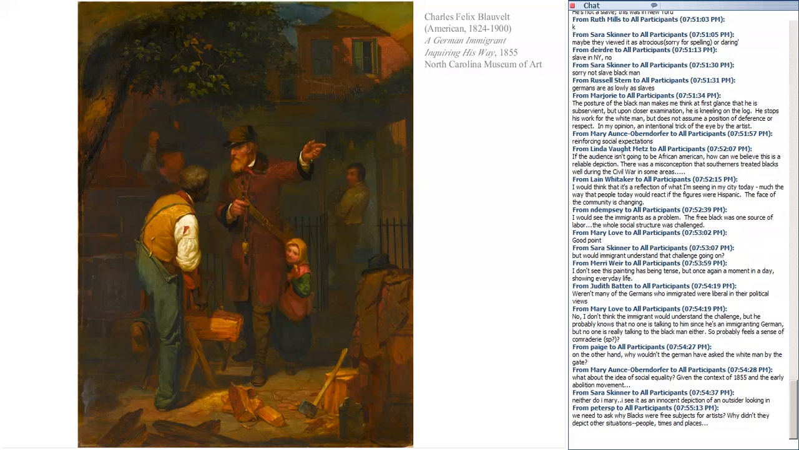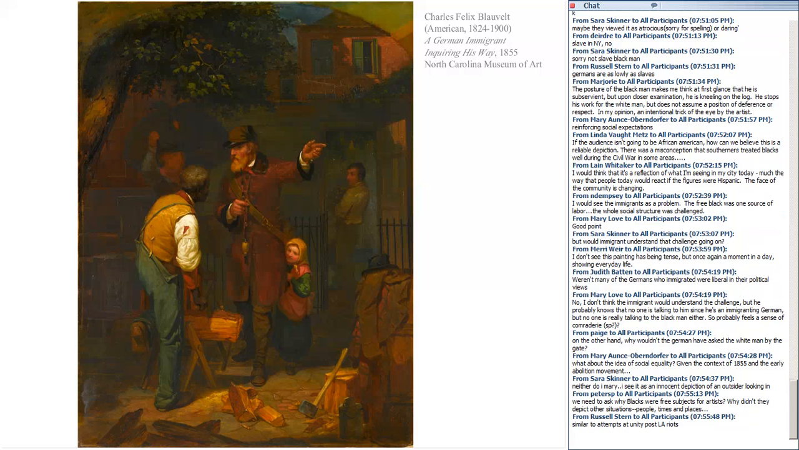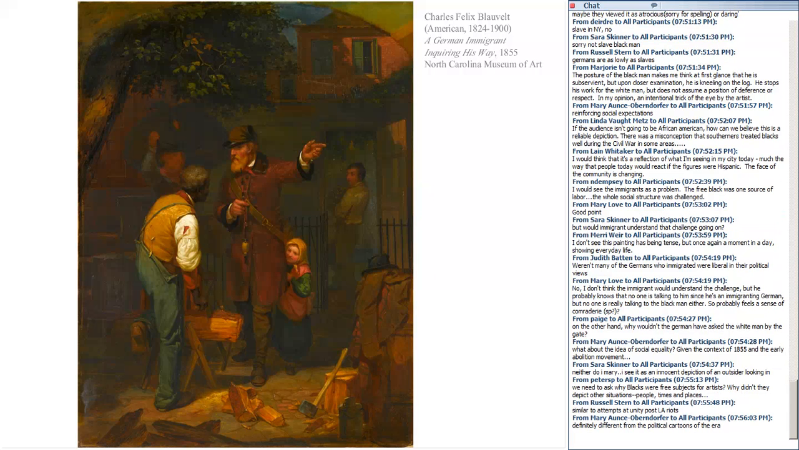First of all, let me ask this: is the title Blauvelt? Did he give the title to the painting? Yes. Okay. So maybe this is appealing to an American value of pulling yourself up by the bootstraps. He is inquiring his way. He is going to make his way in American society.